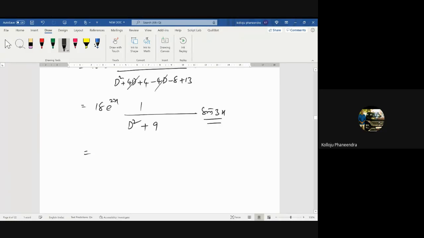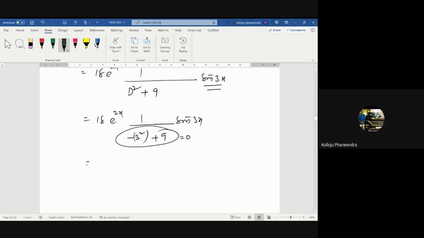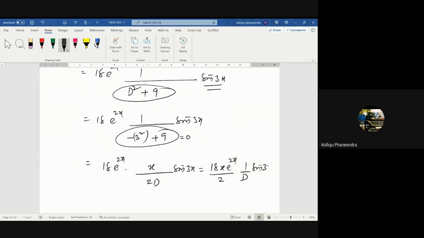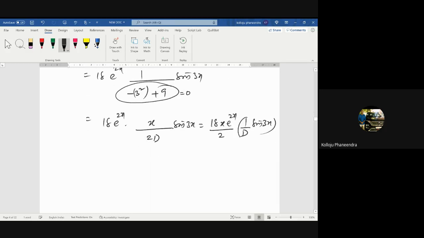What is this model? Sine mx model. Whenever the sine mx model is there, replace d square by minus 3 square. Minus 3 square plus 9, sine 3x. So this becomes 0. Then what do I have to do? This 18 e to the power of 2x, write x in the numerator and take the derivative of d square plus 9. That is 2d. 2d into sine 3x. So that is nothing but 18x into e to the power of 2x by 2, 1 by d of sine 3x. 1 by d stands for what? Integration.